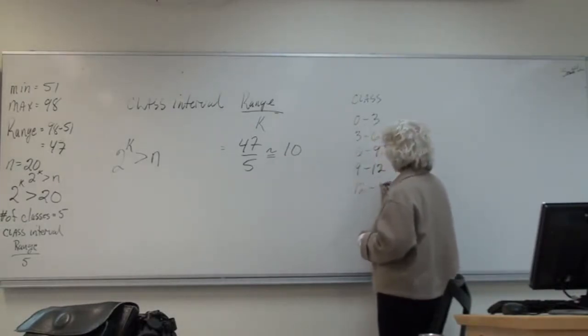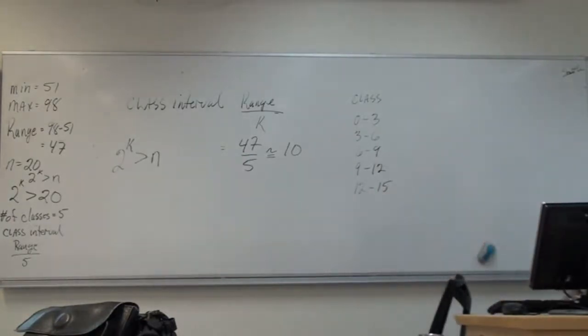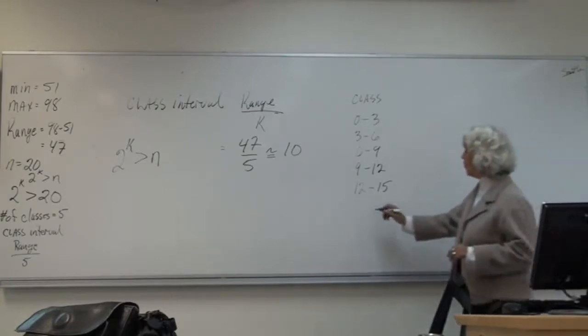Will this be exhaustive? Because I won't include 15 in my last one, right? It's 9 up to, but not including 15. So I need to put one more on.